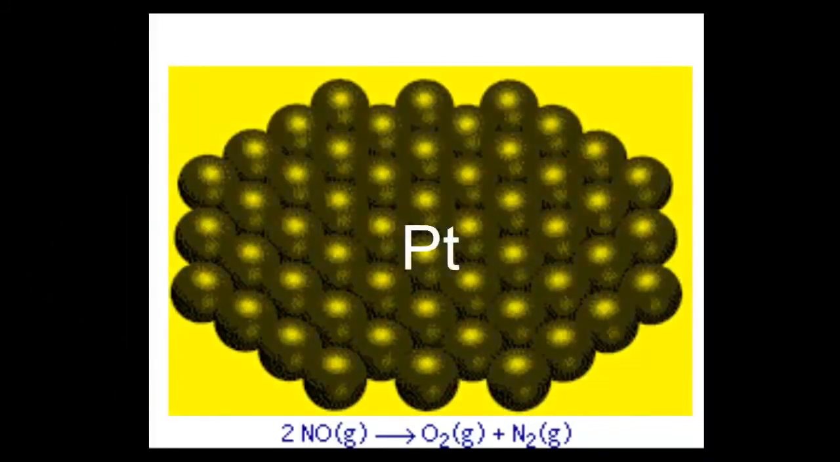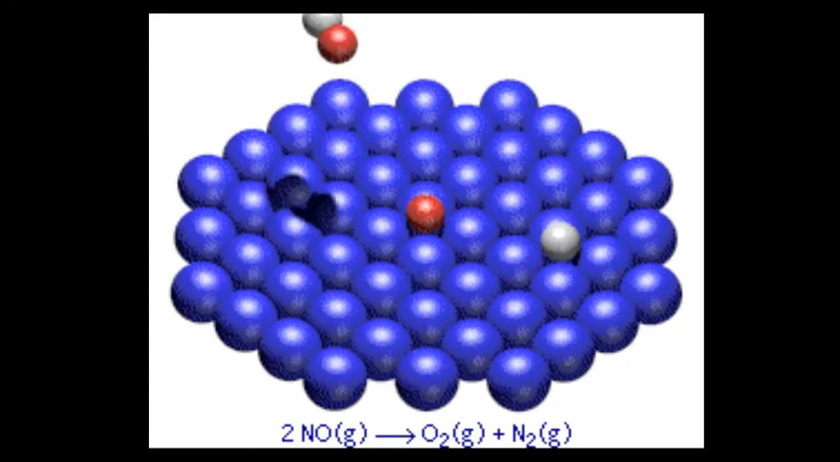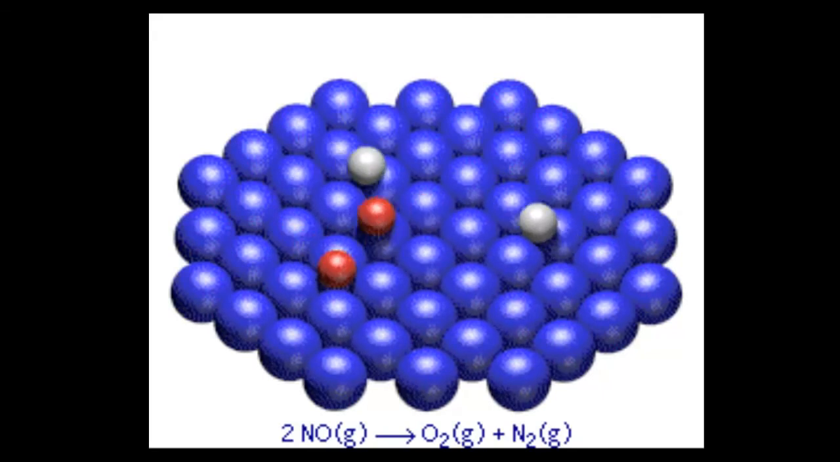Here's an atomic level illustration of a platinum catalyst in automobiles. The catalyst facilitates the decomposition of nitrogen monoxide rapidly. As the nitrogen monoxide molecules contact the surface of the catalyst, the covalent bond between the nitrogen and oxygen is broken, and the two atoms rejoin with their own type to form oxygen and nitrogen gas.